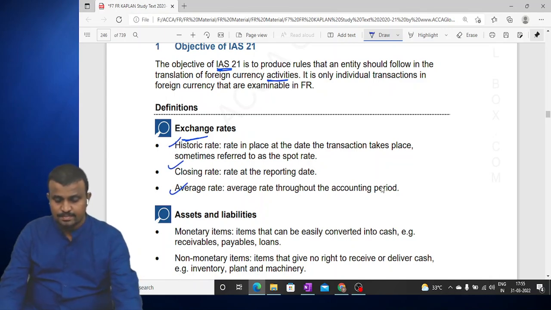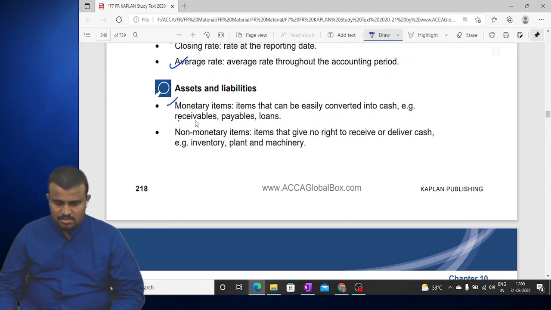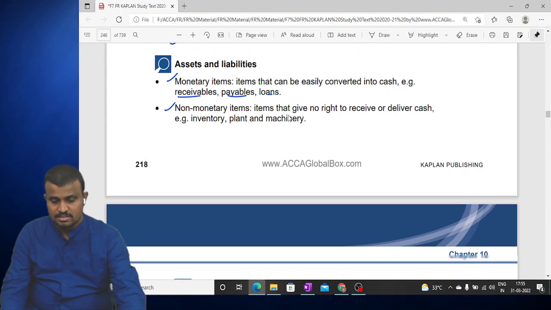Exchange rates means historical, closing and average. Already we discussed, right? Next, assets. Monetary items are items that are easily converted into cash, nothing but receivables, payables, loans, and non-monetary others, nothing but inventory, plant and machinery, etc.